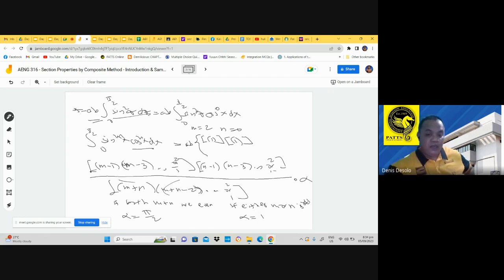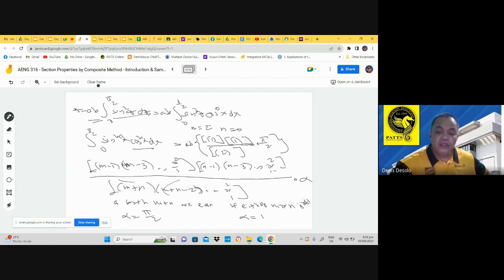Now, for the denominator, we add the original exponent. The first term is 2 plus 0, or 2. But we already have the note or condition there: if you reach 2 or 1, then you're done with the factoring. 2 plus 0 is already 2, so we do not need to factor anymore. Now for alpha, since 2 and 0 are both even, alpha becomes pi over 2.